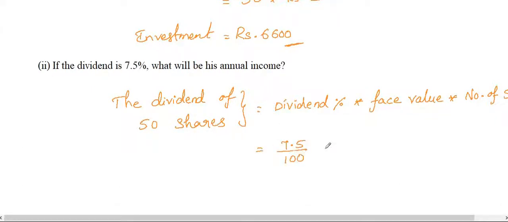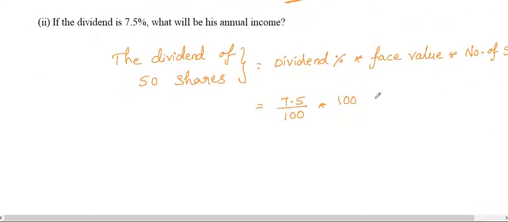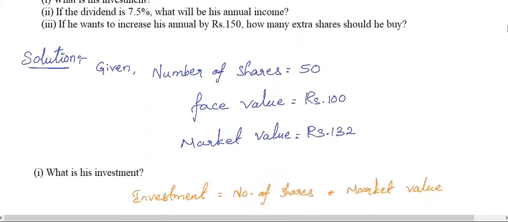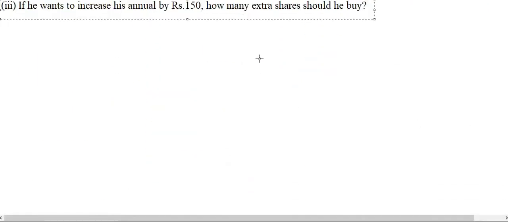So 7.5 divided by 100, and the face value is given as 100 rupees, and the number of shares will be 50. So the annual income becomes 7.5 times 50, which is 375 rupees. So the annual income is 375 rupees if the dividend is 7.5%.